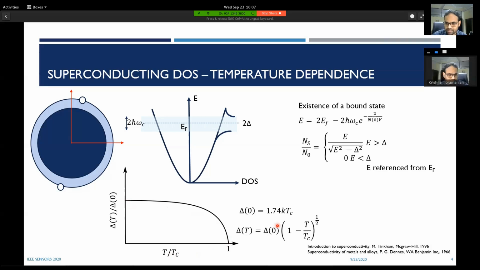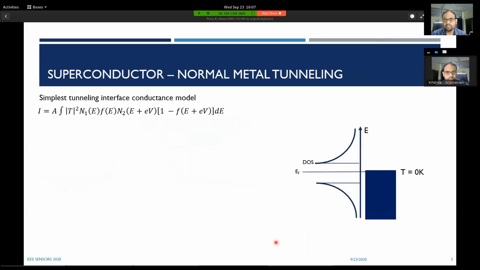Its temperature dependence can be noted to be as given here. So the purpose of this brief introduction was to say that our device, which is a superconductor and normal metal, and the tunneling current between these interfaces is what is going to be used to measure the temperature.